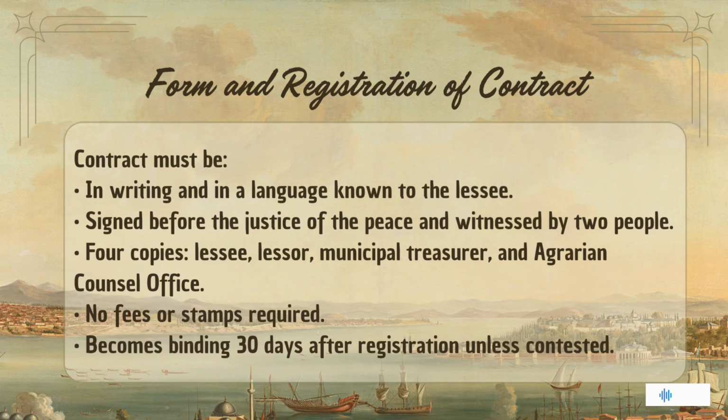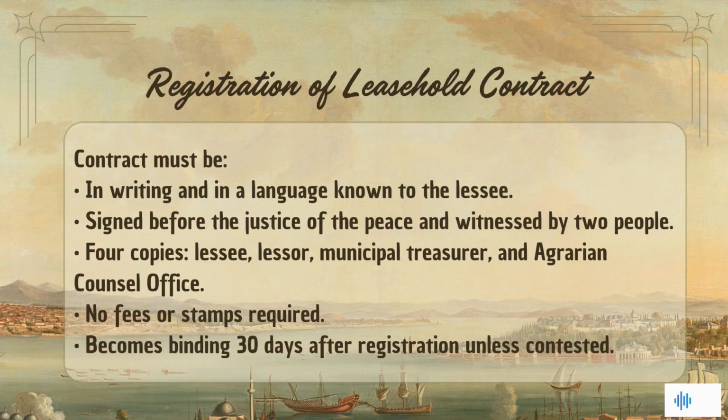There must be 4 copies, one each for the lessee and the lessor, the municipal treasurer, and the agrarian council office. No fees or stamps are required, and the contract becomes binding 30 days after registration, unless someone contests it. So this process ensures that the contract is official and transparent.